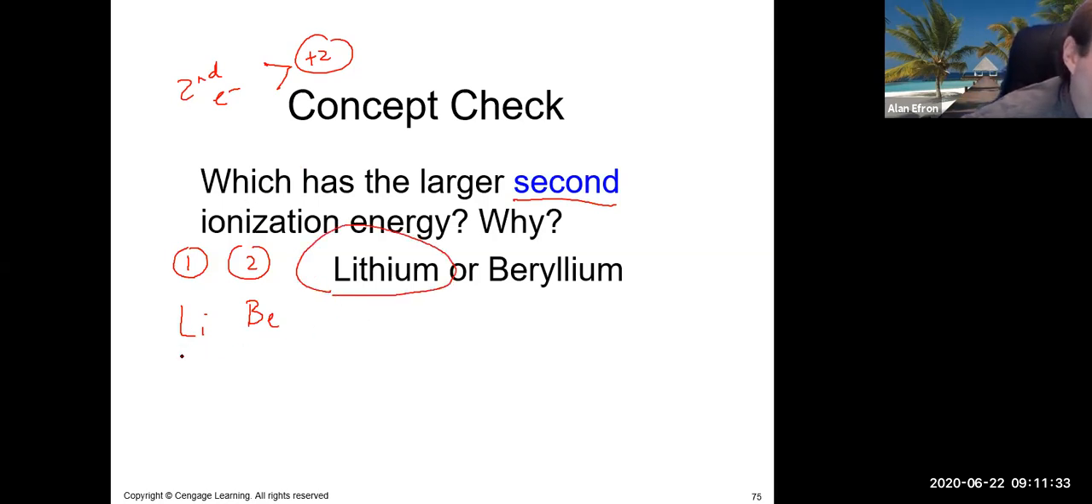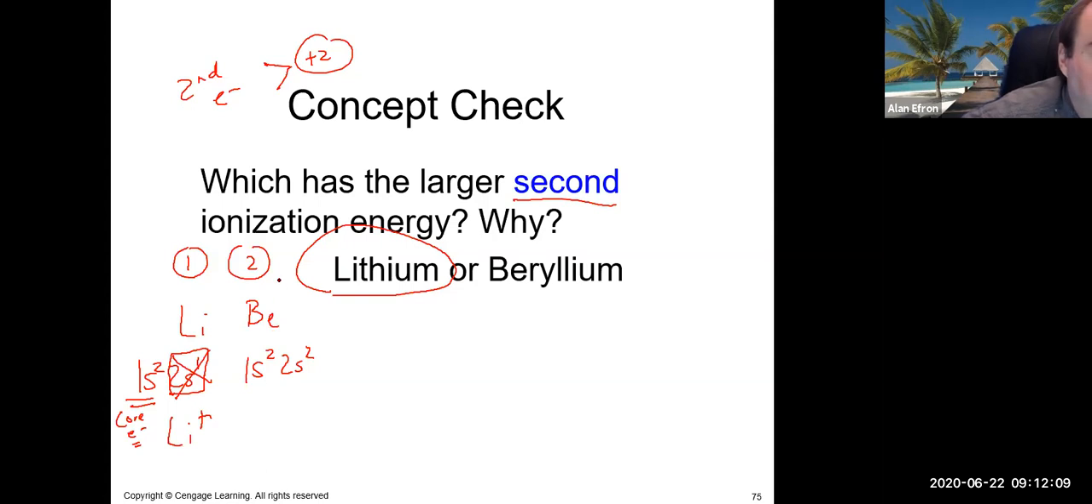And the answer is lithium because lithium is 1s2, 2s1, while beryllium is 1s2, 2s2. Once lithium loses the first electron and becomes positively 1 charge, the only thing left for lithium now is its core electrons. And as we talked about, that is when you get into a ridiculous amount of energy needed to remove an electron, and it becomes much, much harder.